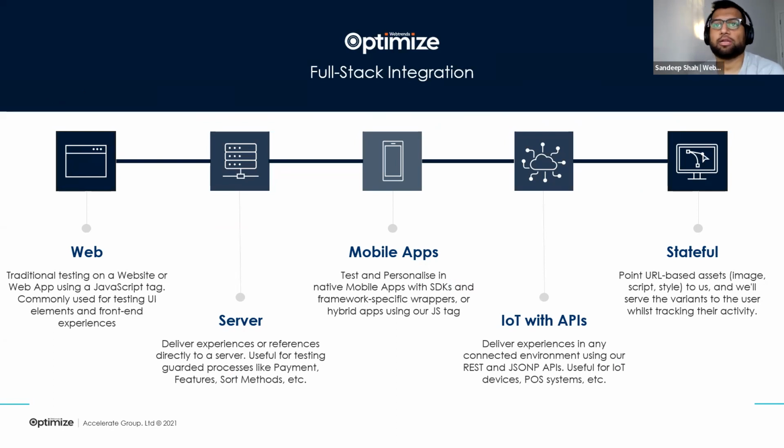So we are a full stack platform. You can run experiments for the web, which is what most people do. The tag looks very similar to a Google Analytics or Google Tag Manager, something like that. But you can experiment on the server side as well. So new payment methods, for example, things you wouldn't want users to just be able to switch on and off.